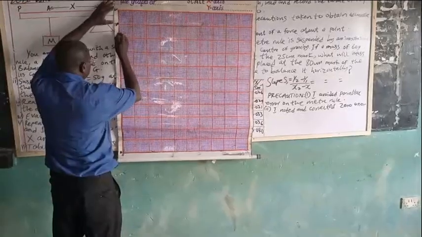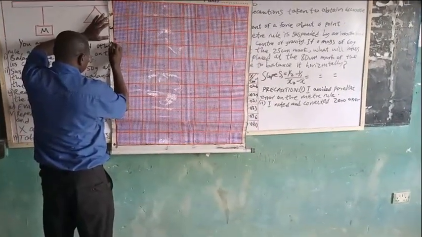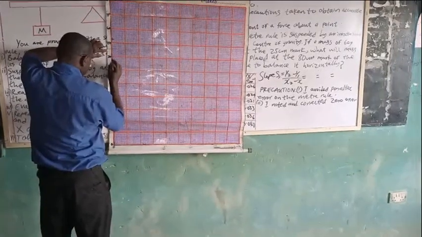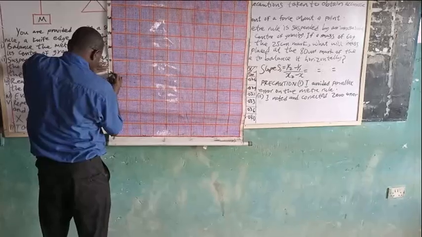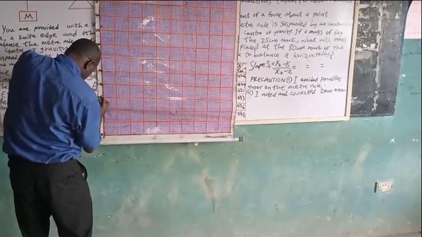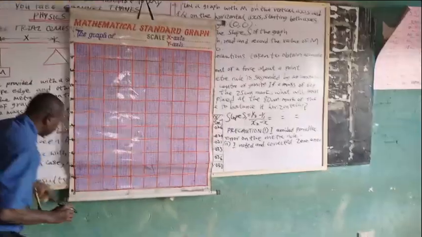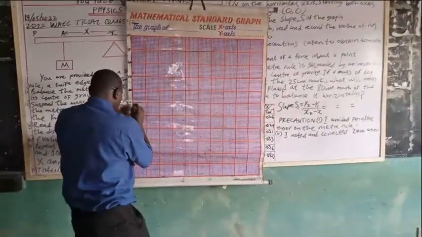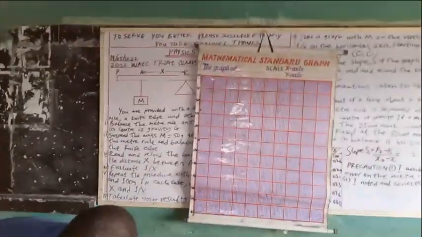80, 60, 40, 20, 0, minus 20, minus 40, minus 60, minus 80, minus 100. So our 0 will be here. Draw the line.